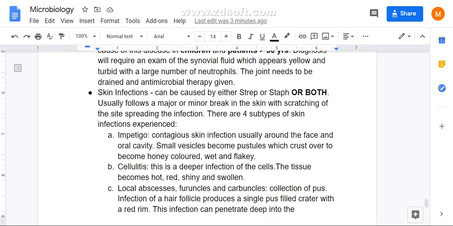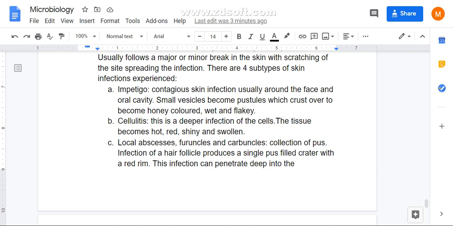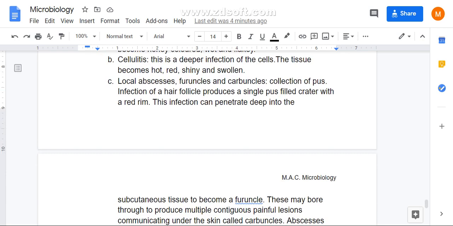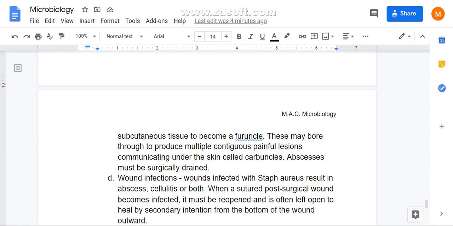Local abscesses, furuncles, and carbuncles. These are all collections of pus. If you have an infection of a hair follicle, it produces a single pus-filled lesion with a red rim. This infection can penetrate deep into the subcutaneous tissue to become a furuncle. Furuncles may then bore through to produce multiple contiguous painful lesions communicating under the skin called carbuncles. And abscesses usually need to be surgically drained.